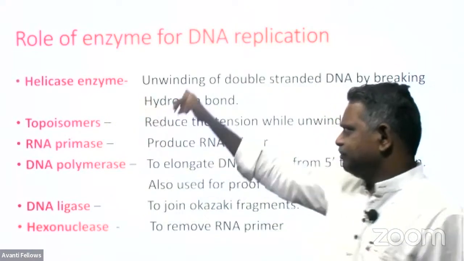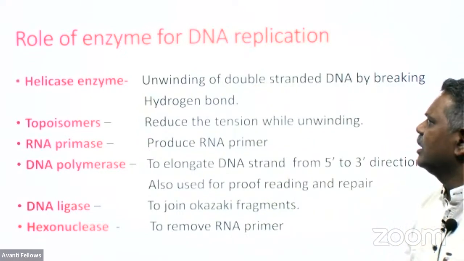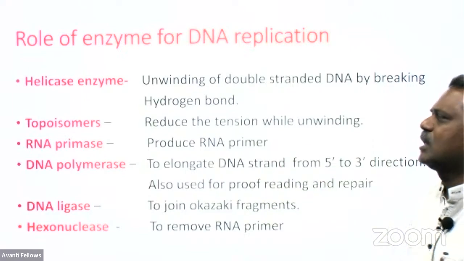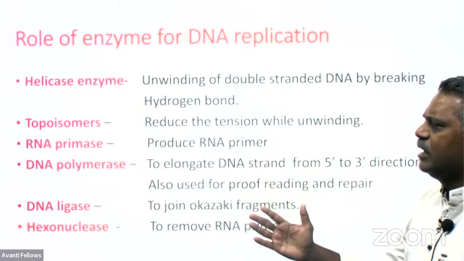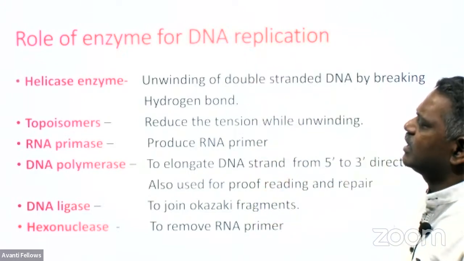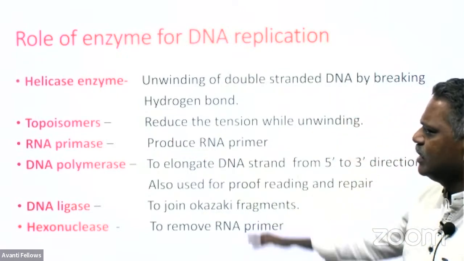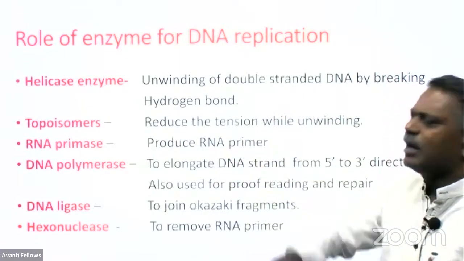Helicase enzyme divides the hydrogen bonds between the double-stranded DNA, unwinding and separating the two strands. That is the helicase enzyme. While unwinding the double-stranded DNA, naturally tension will build up on the other side. That can be reduced by using what? Topoisomerase enzyme. Then what is the role of RNA primers? It is to produce RNA primer.